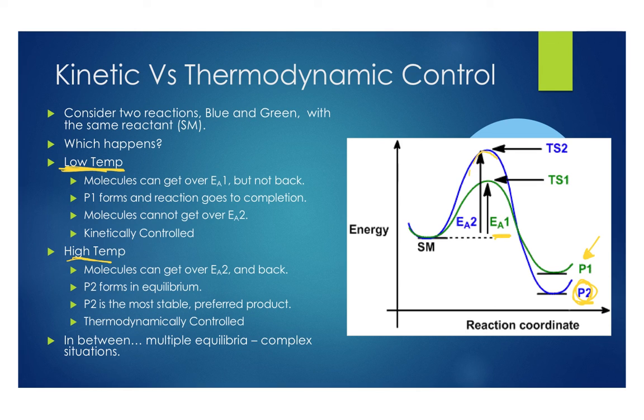Now some people might ask, can it also form P1 at the same time? Yep, it can, but those are going to eventually come back here, and thermodynamically, our sink is eventually going to end up at P2, where the reaction will dominate at the end. In between, if we're not at a very high or very low temperature, you're going to end up with multiple different equilibria and some complex situations that happen as a result of that.